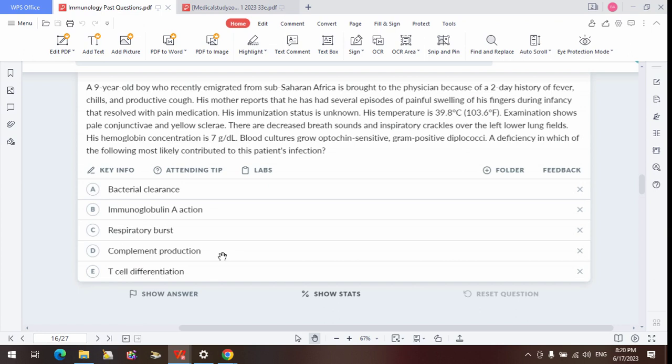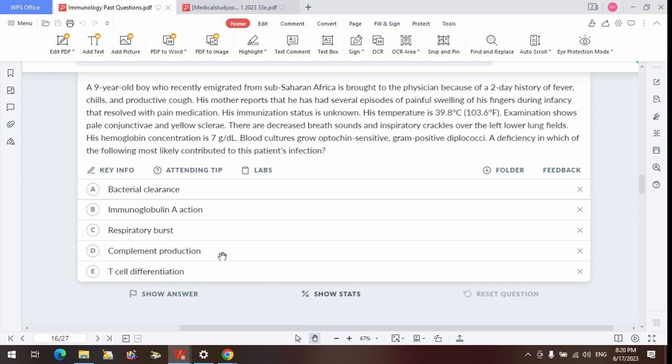His temperature is 39.8. Examination shows pale conjunctiva and yellow sclera. There are decreased breath sounds and crackles over the left lower lung fields. His hemoglobin concentration is 7 grams per dL. Blood culture grows optochin-sensitive, gram-positive diplococci. A deficiency in which of the following most likely contributed to this patient's infection?